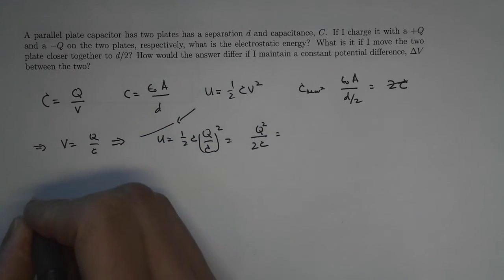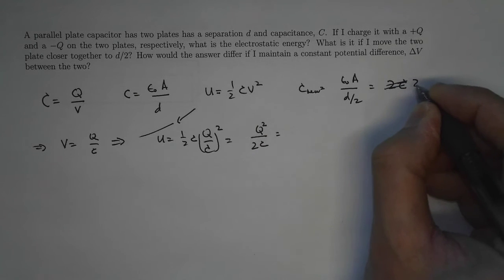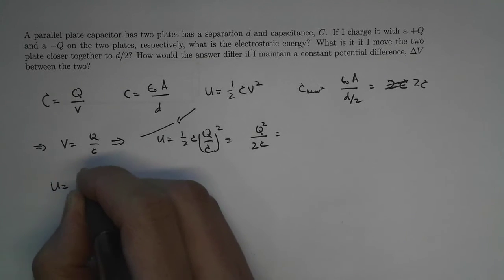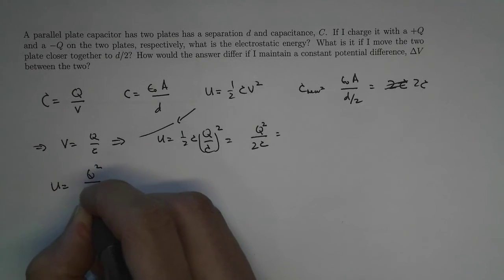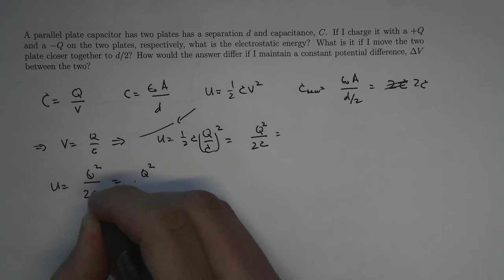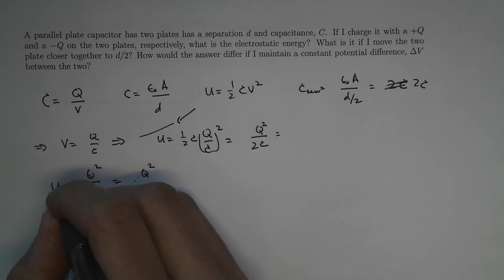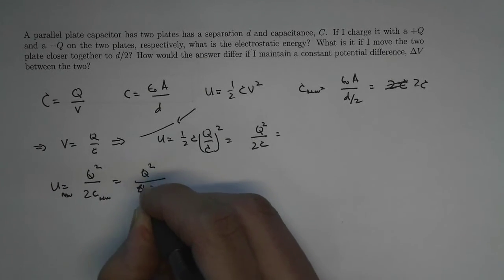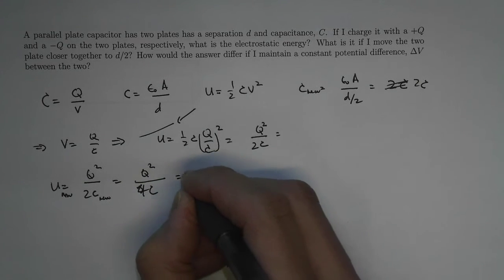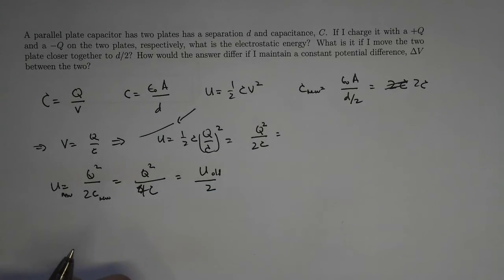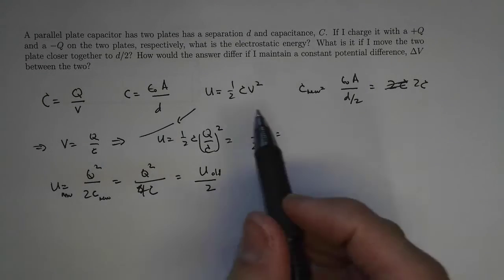Part B, what would it be if I move the plates closer? Well, I need a new capacitance. Placing this in, U is going to be equal to Q squared over 2C_new, which is now Q squared over 4C, which is basically U old over 2. So we have the energy as a result of this. Now let's answer the final question.